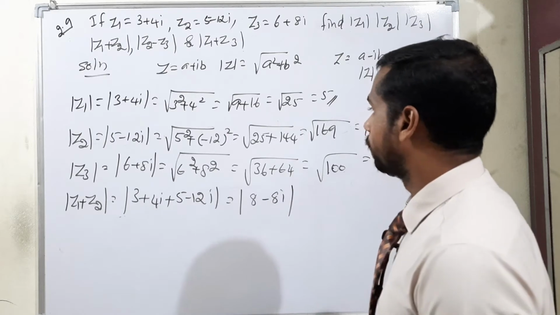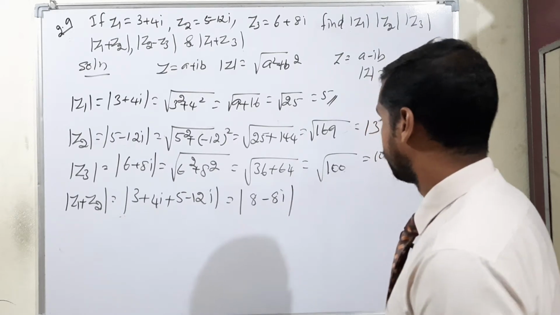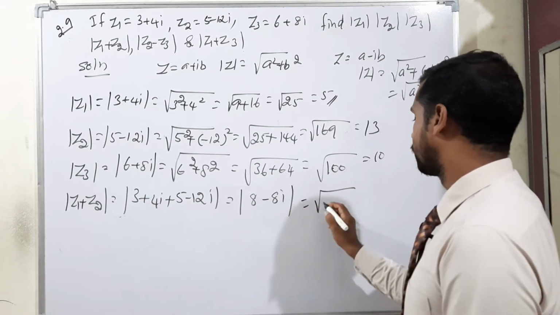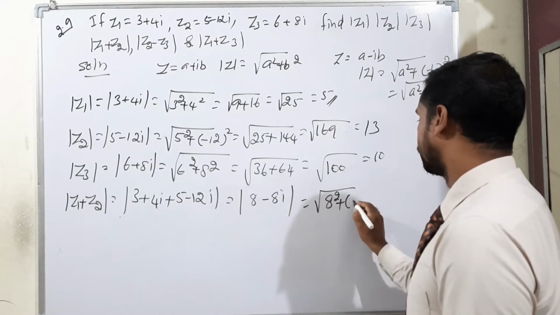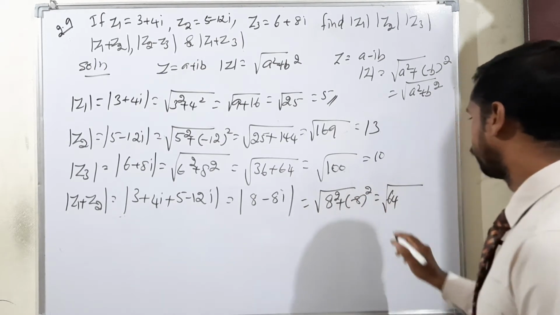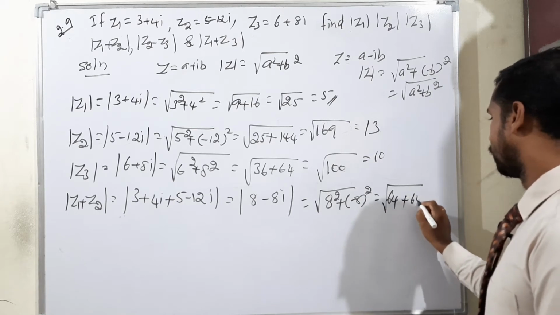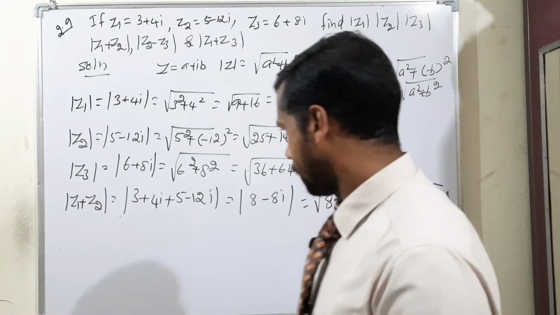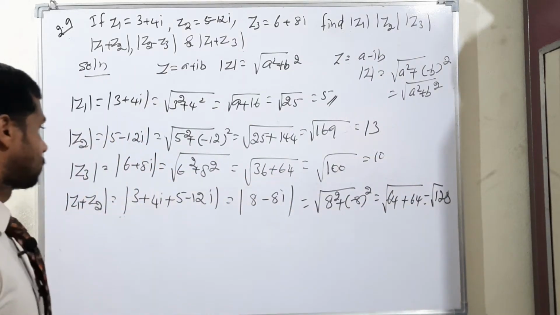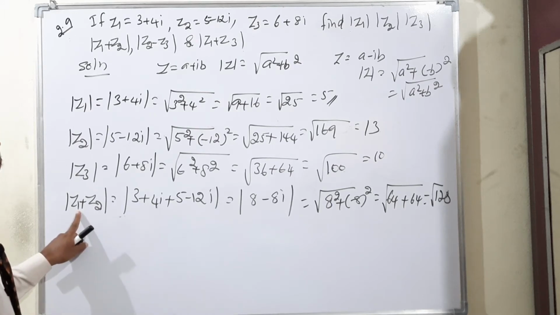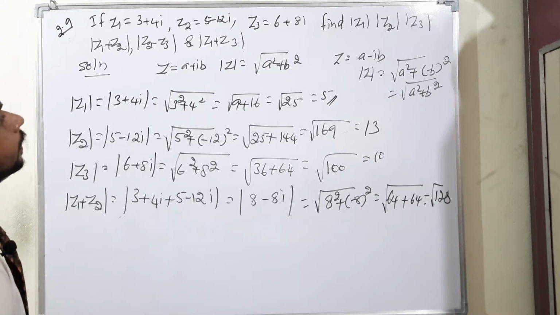Now 3 plus 4i plus 5 minus 12i gives 8 minus 8i, so the modulus is the square root of 8 square plus minus 8 the whole square. 8 square means 64, again 8 square means 64. This is the root of 128. Then the next condition.